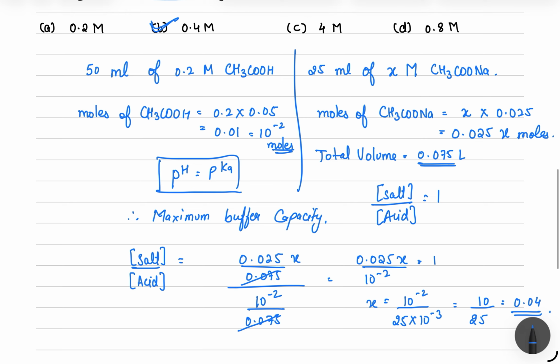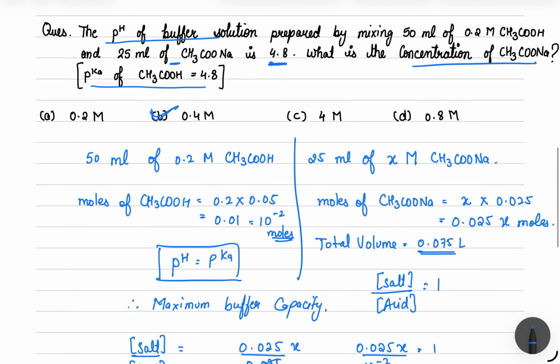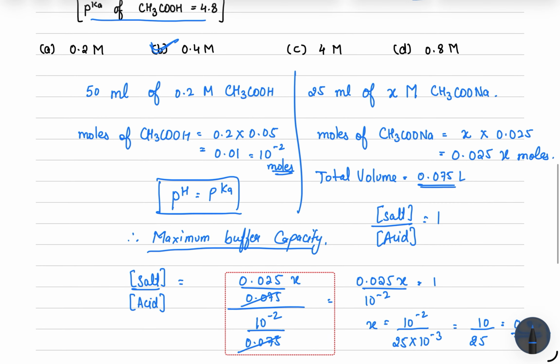The most important thing you need to remember here is this condition for maximum buffer capacity. When pH is equal to the value of pKa of acid, that time maximum buffer capacity condition is there, where salt to acid ratio is 1. That you need to remember.